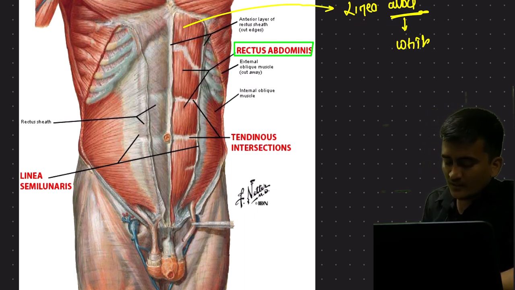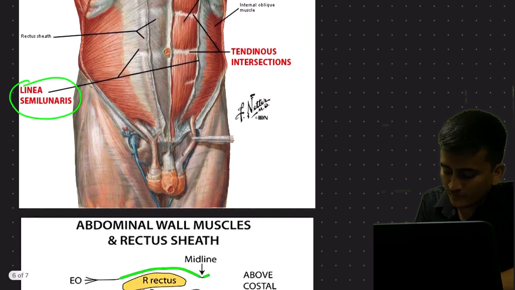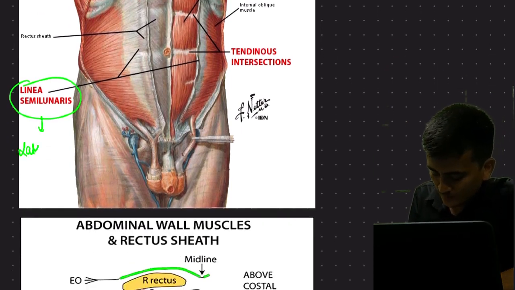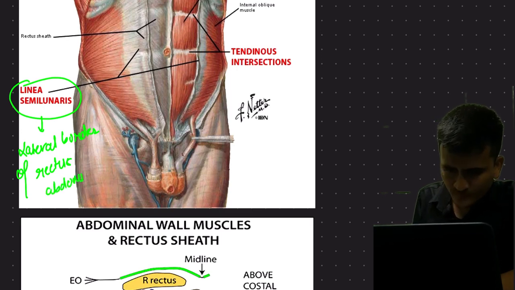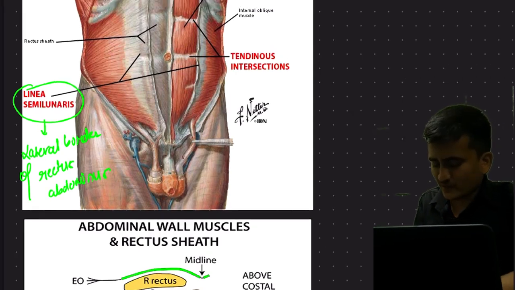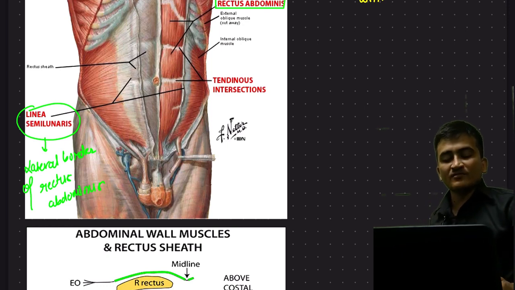Okay, what is its importance? Its importance is that it is present at the lateral border of the rectus abdominis.